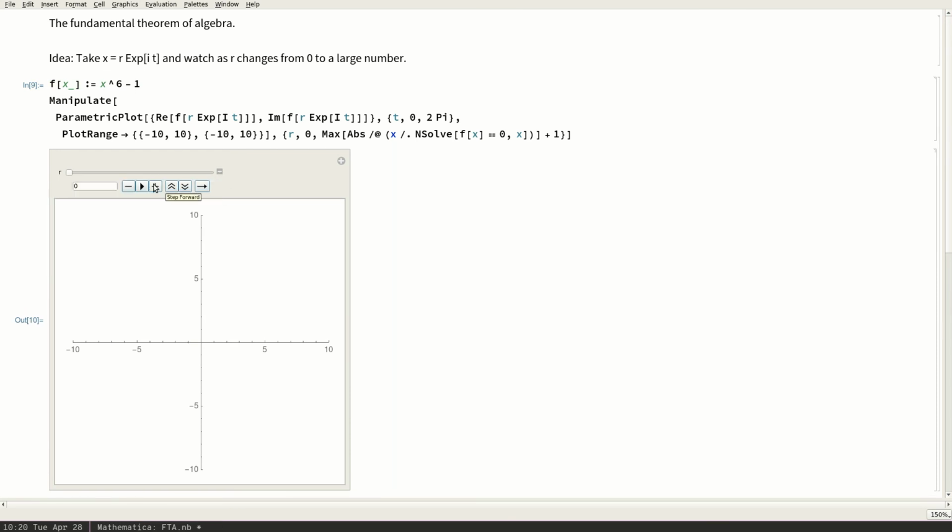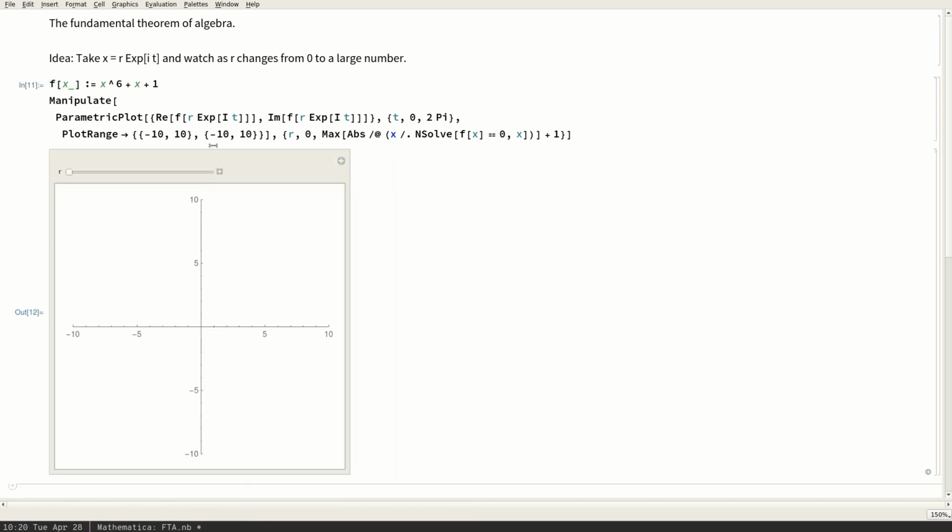Okay, so play the video. Oh, well, I guess in that case, I just get one root at r equals 1. Of course, every root of unity will be a root of this polynomial. So let's change it just a little bit here. Let's do x to the 6 plus x plus 1. See how that changes things.